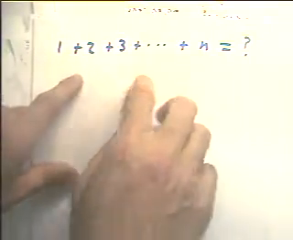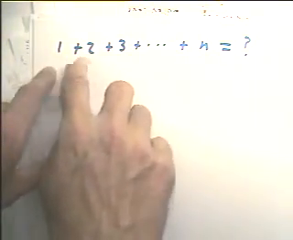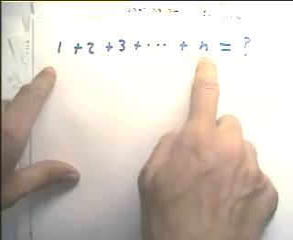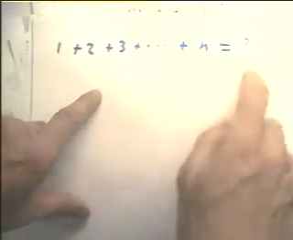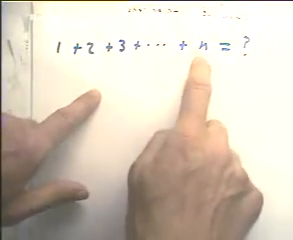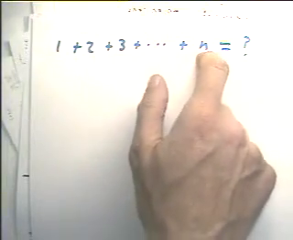Now let's look at what happens if we add the numbers 1, 2, 3 up to a certain number. What do we get when we add those numbers when this last number is given just by the symbol n?